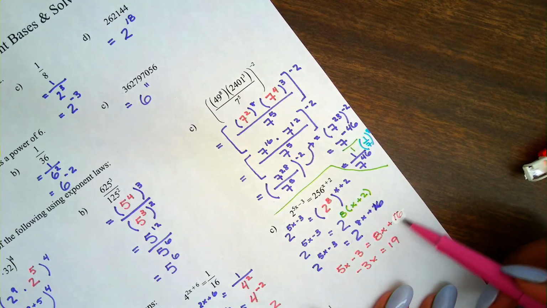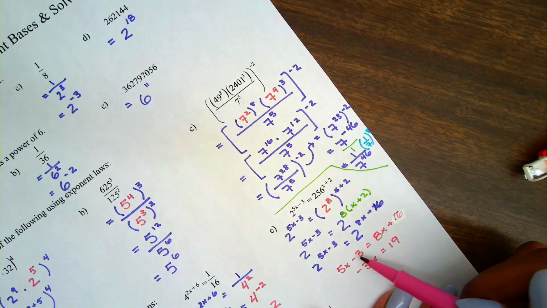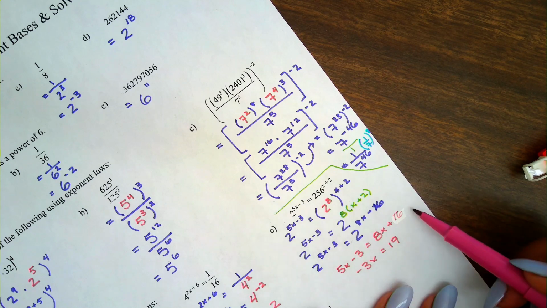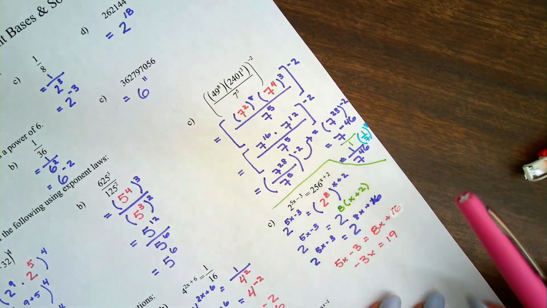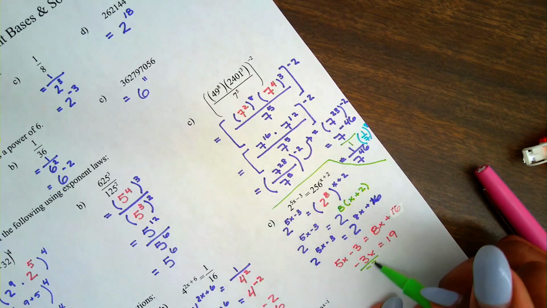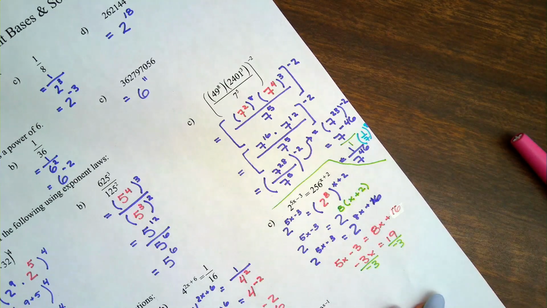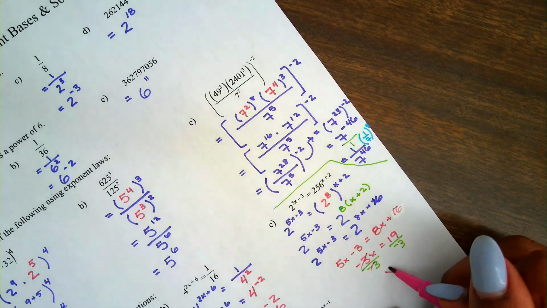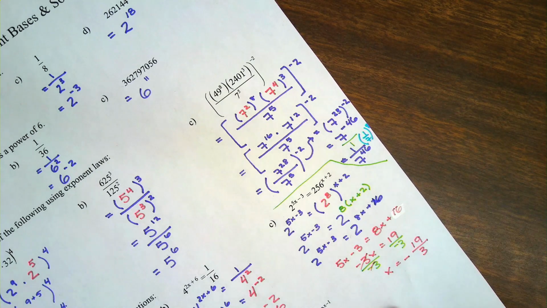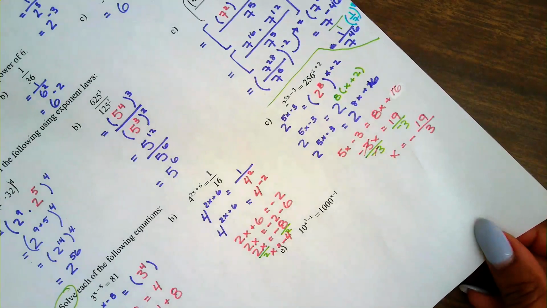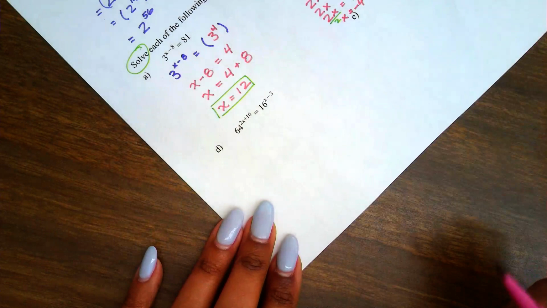Okay. So here, my negative 3 is going to come over as a positive, and I'm going to get 16 plus 3, which will give me my 19. And then I divide both sides by -3, and I get that x equals, because those cancel out, x equals -19 over 3. Okay? So that's what solve for x means.